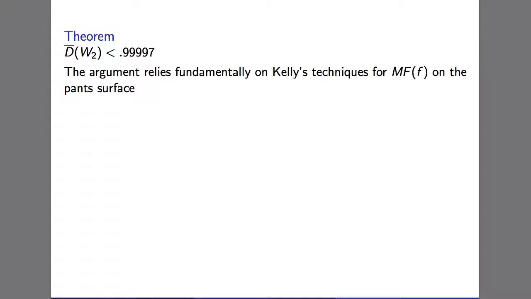Okay, this argument is only for the case of 2 generators, and it relies fundamentally on Kelly's special techniques to compute the minimum number on the pants surface. So I don't expect to be able to generalize this, at least not easily, to higher values of n. I'll give you some suggestions. Yeah, okay, great.